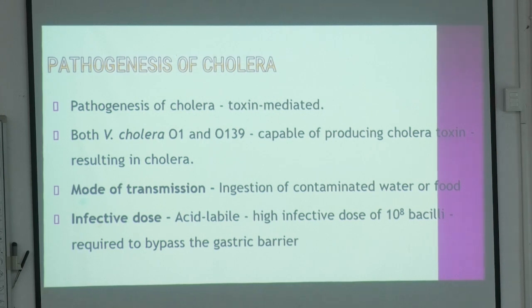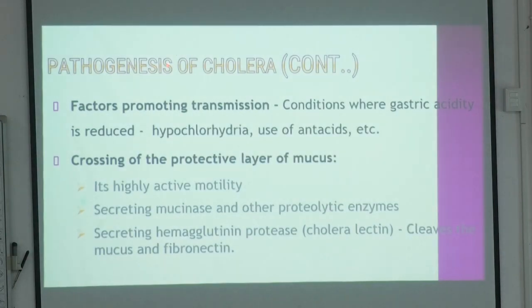So what is the infective dose? High infective dose, that is 10 to the power 8 bacilli required to bypass the gastric barrier. কারণ গ্যাস্ট্রিক ব্যারিয়ারে যে অ্যাসিডটা থাকে সেটা কলেরাটাকে কেটে দেয়। Factors promoting transmission, condition where gastric acidity is low, those patients are on prolonged PPI. তাদের কি হবে? হাইপোক্লোরাইডিয়া, মানে অ্যাসিড সিক্রেশনস কম হবে, ফলে তাদের কিন্তু চান্স অনেক বেশি থাকে। Cross of the protective layer of the mucus, highly active motility, secreting mucinase and other phospholipid enzymes, secreting hemagglutinin protease.